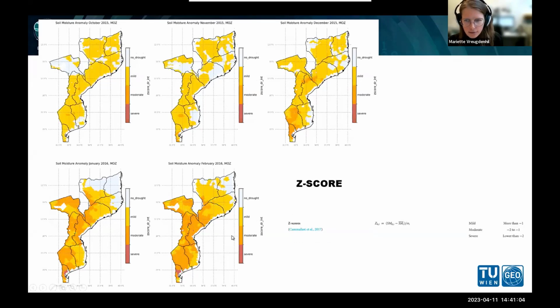If we now look at the Z-score, the Z-score is already a different indicator, which also has different classes of drought. So here we only have severe, moderate, or mild drought. And what we can see is that for the whole period we're in a mild drought condition, which then develops into a moderate drought condition, and only in a few areas here we can see that there's a severe drought condition. So compared to the quantile method, the Z-score method actually shows us less severe drought conditions than this quantile method.